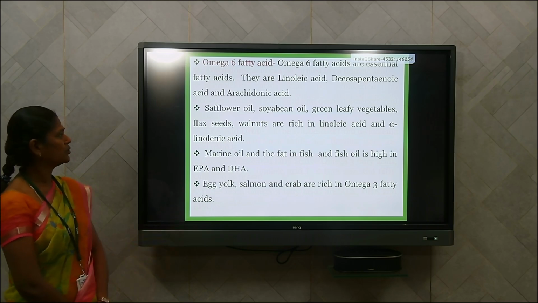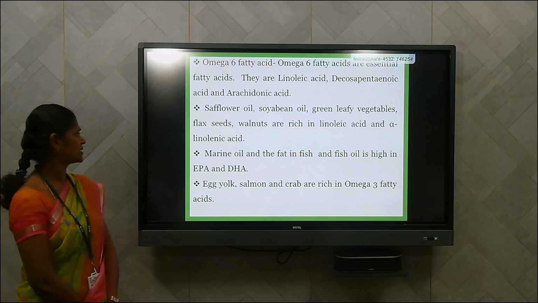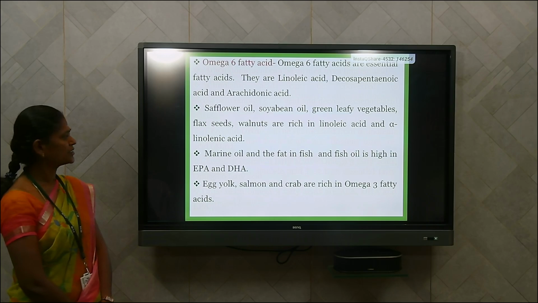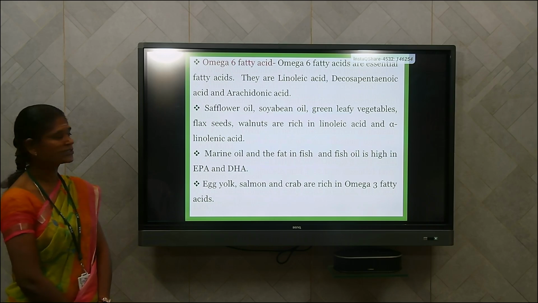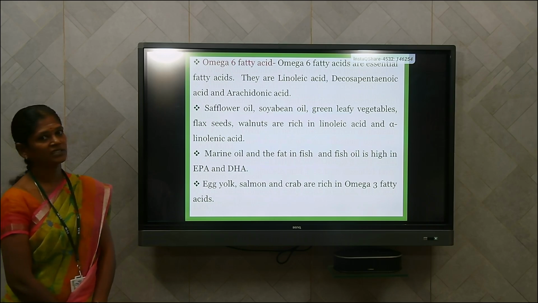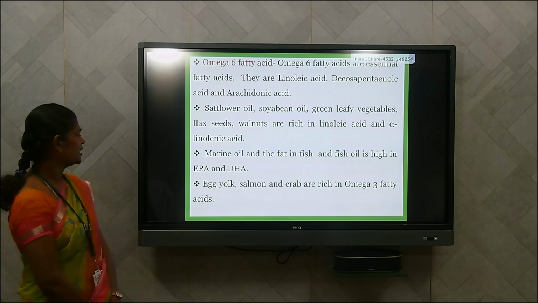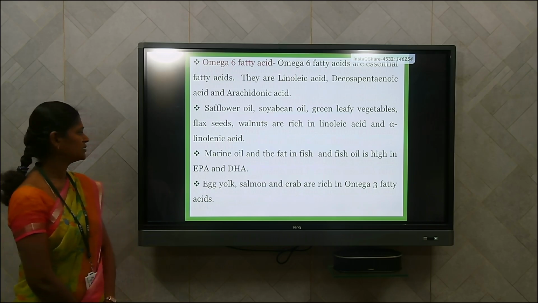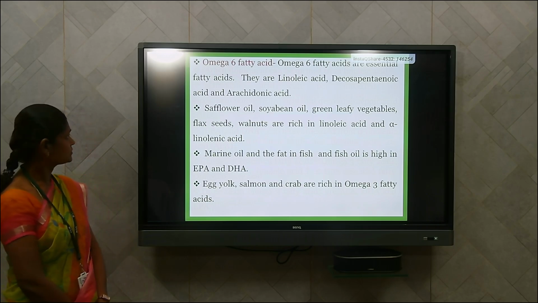These are found in safflower oil, soybean oil, green leafy vegetables, flax seeds, and walnuts, which are rich in linoleic acid and alpha linolenic acid. Marine oil, fat in fish, and fish oil are the highest sources of eicosapentaenoic acid and docosahexaenoic acid. Egg yolk, salmon, and crab are rich in omega-3 fatty acids.